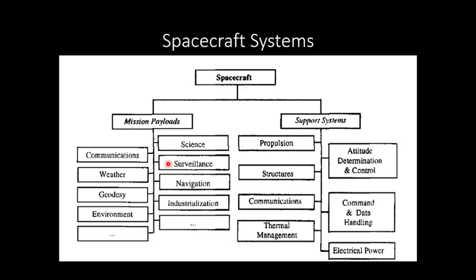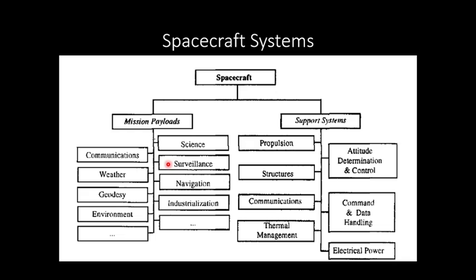The third component here in the mission payload is surveillance. It is necessary for remotely locating the faults within the spacecraft, and also to mitigate those faults remotely. So that is where the internal surveillance comes into the picture.